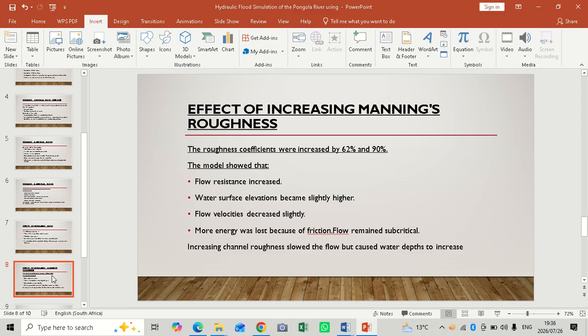We did another analysis, which is a sensitivity analysis, carried out by increasing the Manning's roughness coefficient by 62% and 90%. Increasing the roughness made the river channel more resistant to flow. As a result, water levels increased slightly while flow velocities decreased slightly because of greater friction. Although the river remained in subcritical flow, the reduced channel capacity increased the potential for flooding during larger flood events.